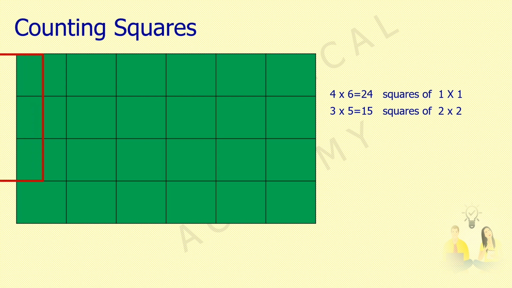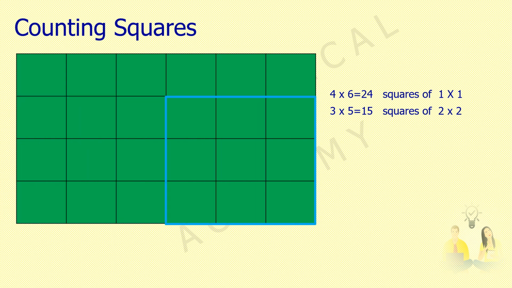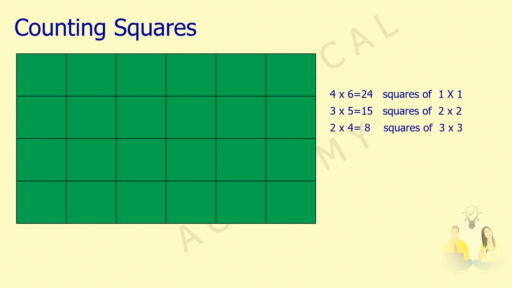Next size is 3 by 3. We have 1, 2, 3, 4 squares in one row. Shift one cell down, one more row is possible. Again, 4 more squares in the next row. So total 2 into 4, 8 squares of 3 by 3.